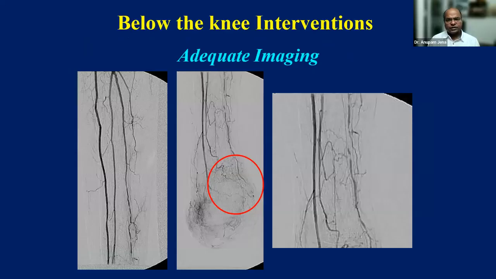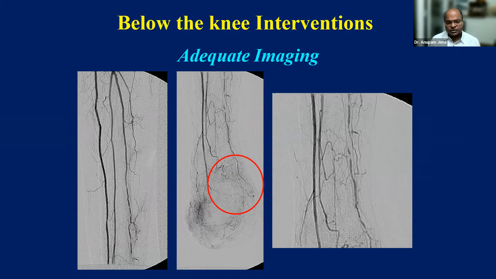Then for below the knee intervention, sometimes we get a little confused with the anatomy, especially in the presence of a desert foot where the vessels are not very clear. In those cases, we should try to get as much information as possible for the anatomy, because with a proper anatomic identification, the revascularization planning becomes much better.